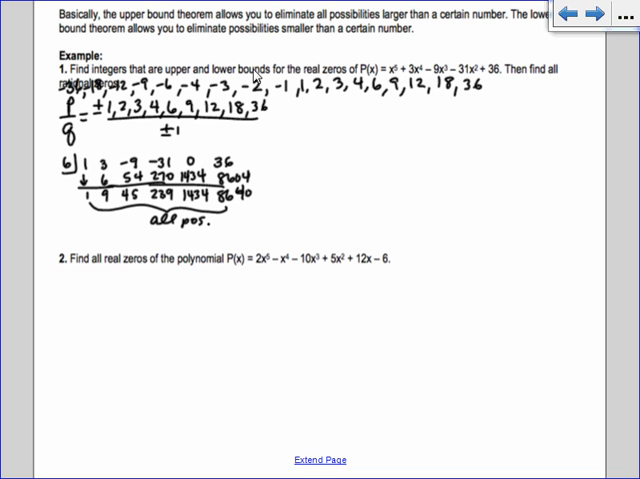So what we just did is we said, well, it's not 6 because that didn't work. And then 9, 12, 18, and 36 because this was an upper bound. All of those are out as well. So they're gone. We don't have to do them. All right, so we try something else.